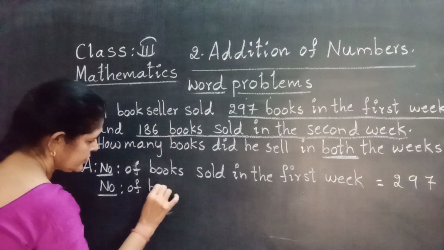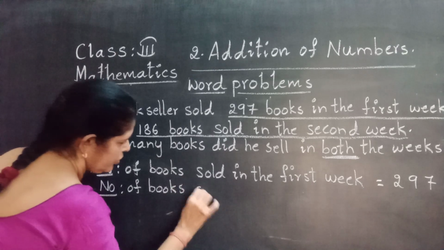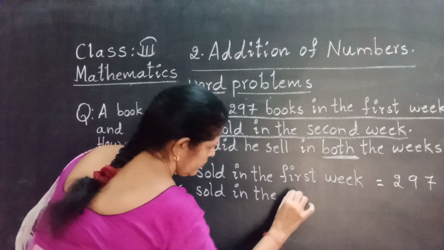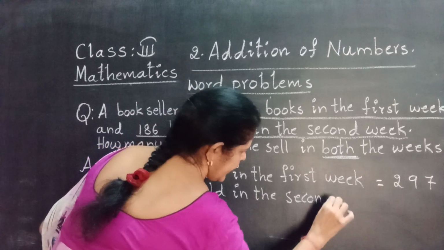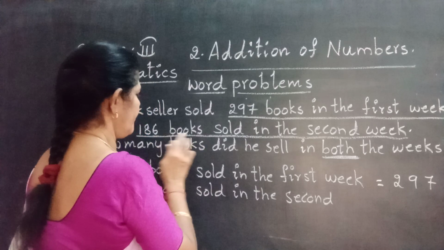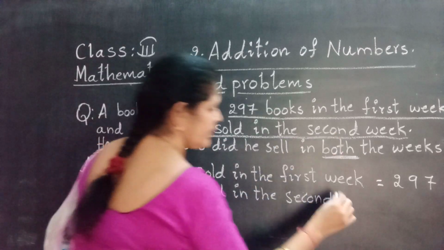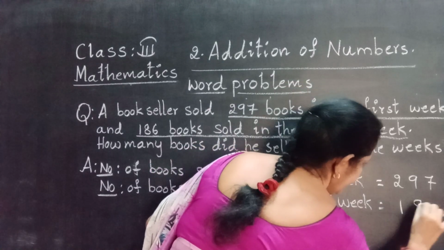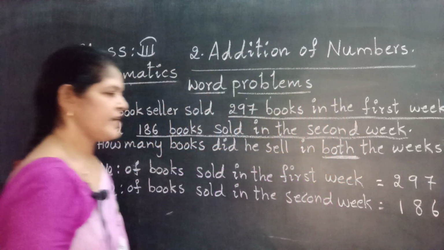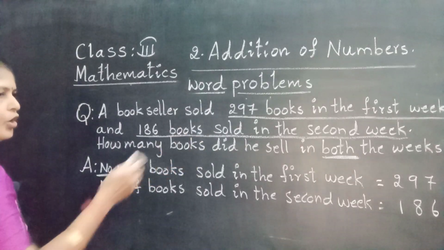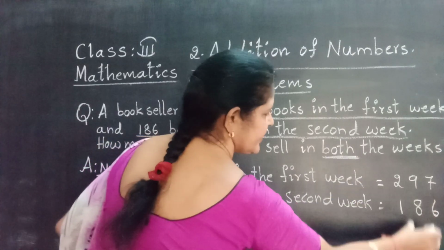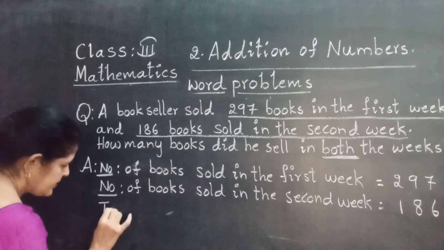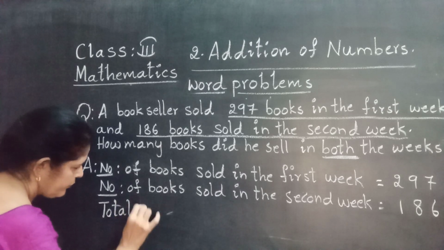Next one. Number of books sold in the second week. In the second week, the same words. How many books? Very good. 186. Write it below the first number correctly. Next. Both means we are going to put together these two numbers. We are going to combine. That means addition. The result of addition is total.